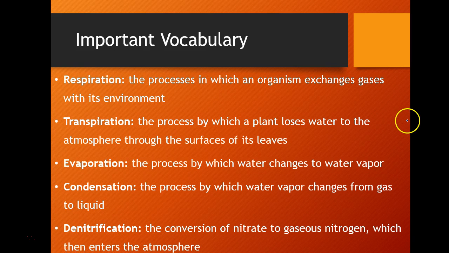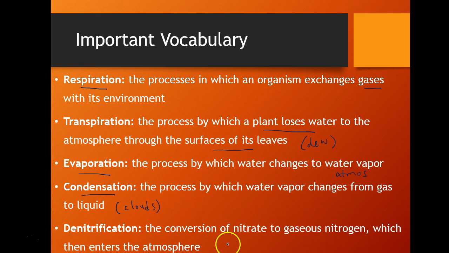So here's some important vocabulary that you need to know. Respiration is when an organism exchanges gases with its environment. Transpiration is when the plant loses water to the atmosphere from the surface of its leaves, and we saw a picture of this. It looks like dew. We have evaporation, which is when water changes to water vapor and goes into the atmosphere. We have condensation, which is when water vapor changes from gas to liquid, and this is when we form clouds.